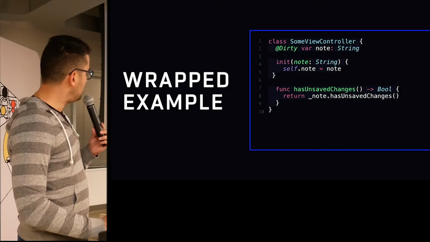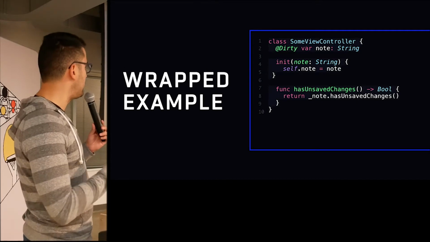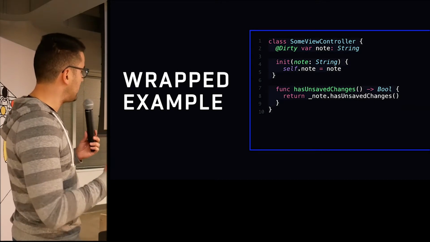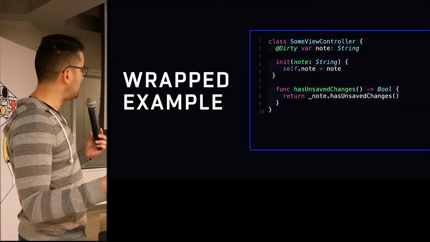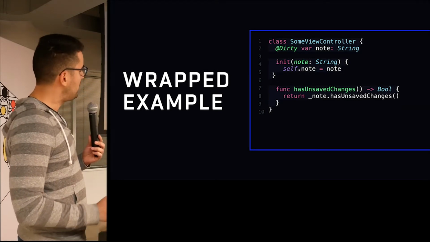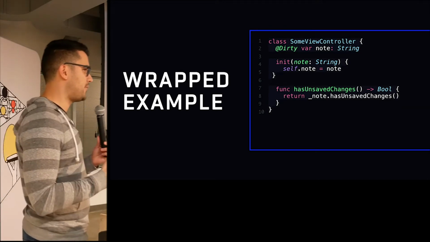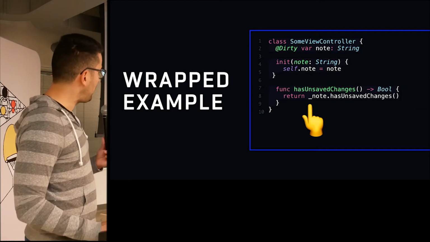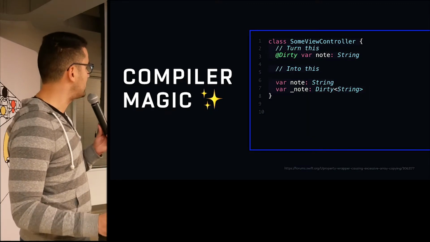So now the example looks like this. We replace the original node with something just tagged as dirty. And then that way, when we want to check if it has changes, we just go to the underscore node, does it have saved changes? The hasChanges is a function inside the property wrapper itself, like the dirty type. And know that we have to use that special syntax there, because this is what the compiler is actually doing.